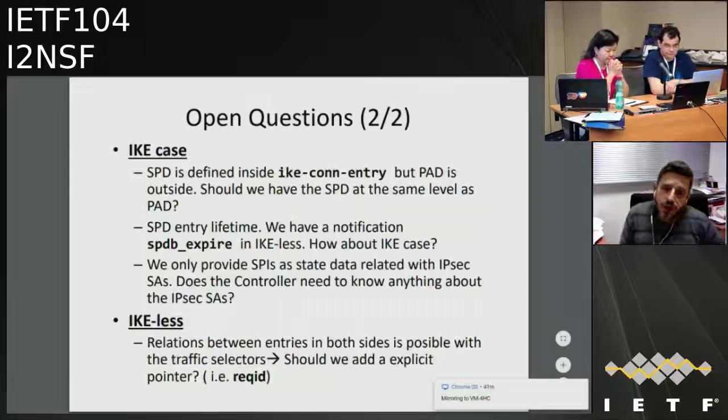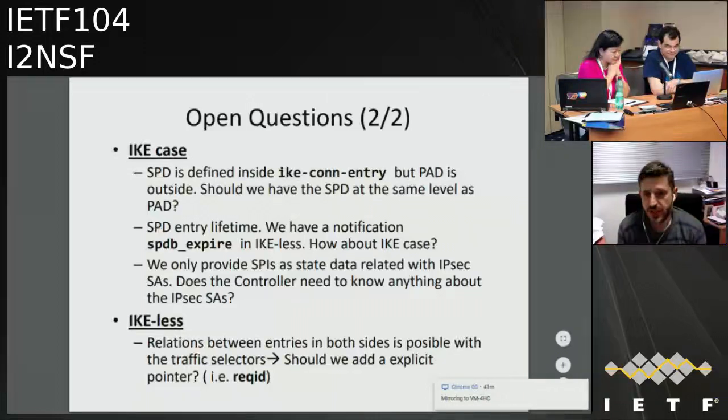Right now, the third bullet is that we only provide SPI state data related with the IPsec SAs in the IKE case. The question here is whether the controller needs to know anything about the IPsec SAs, just maybe the number, I don't know. Because after all, you send the policies you want to the IKE implementation, and the implementation will manage everything about the IPsec SAs.